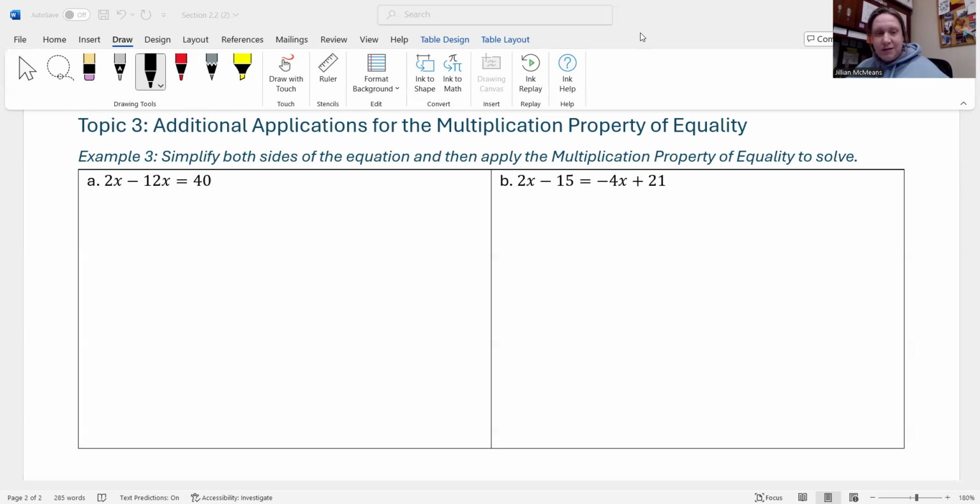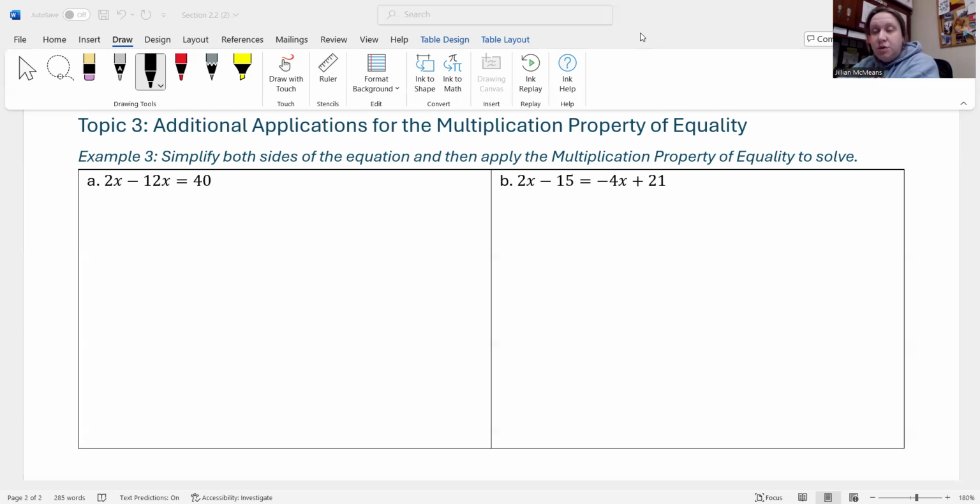Ultimately, when we get into the next few sections, we're going to really start solving much more complicated equations. So you need to get used to that idea of simplifying and then applying your properties. Okay, so this example 3 says simplify both sides of the equation and then apply the multiplication property of equality. So let's get started. For part A, we have 2x minus 12x equals 40.